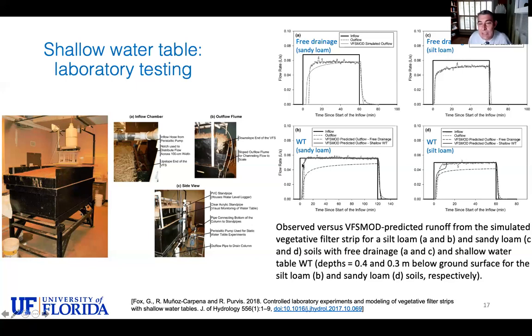And then these two lines that you see almost on top of each other here separate a little bit, but they go together. There's a little bit of delay, but they go together and then they go together here. This is how the model predicts with respect to the observation, so very close. So the physics of the model work for shallow water table.